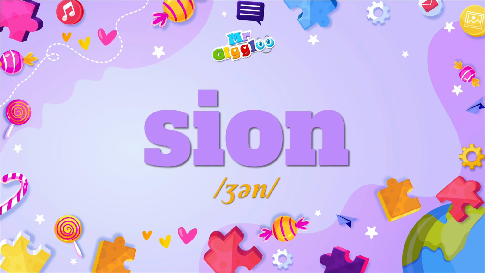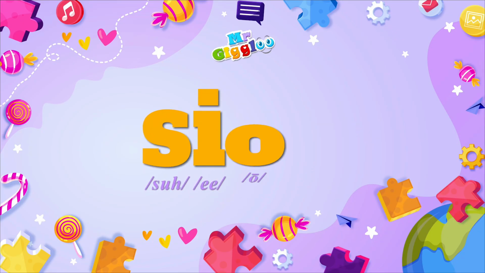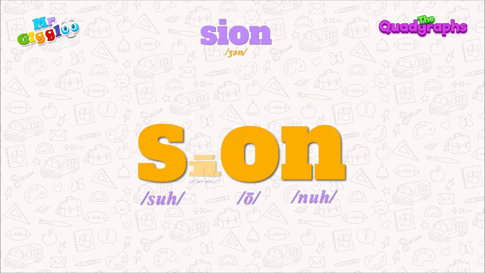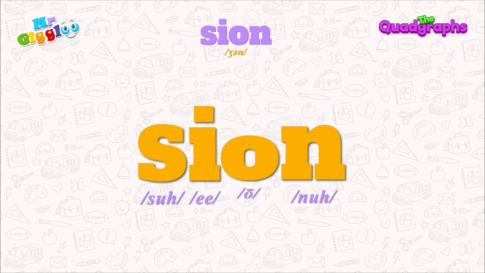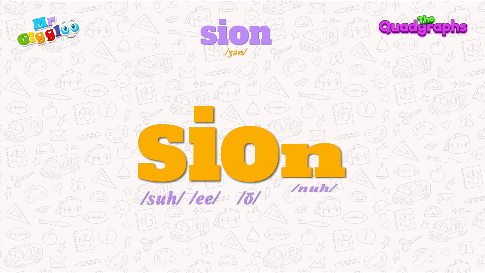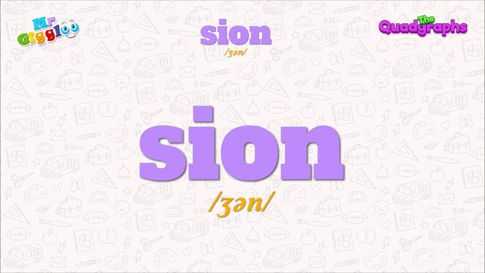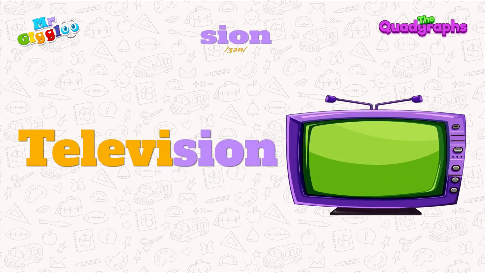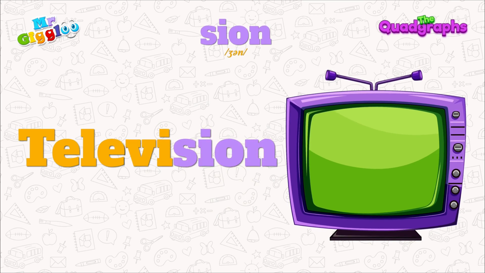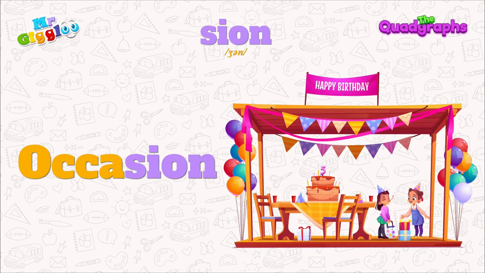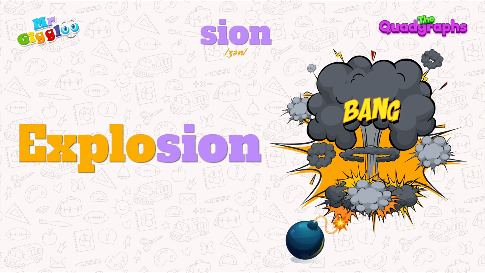The next quadgraph is S-I-O-N. Letter S makes the sound S, I makes E, O makes the sound O, and N makes the sound N. But when these four letters come together, they make two types of sounds. The first version is zhun. For example, in the words television, vision, occasion, explosion.